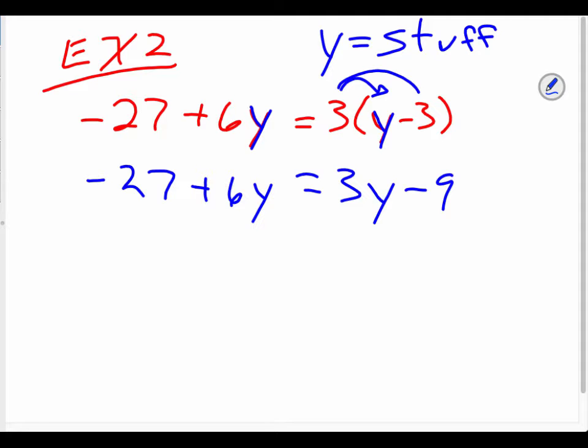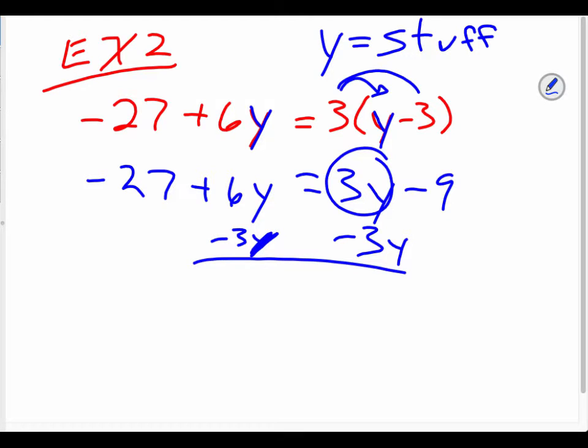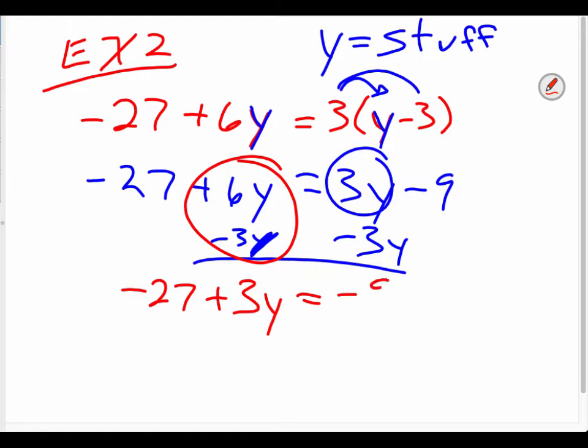Does that make sense? So what I'm going to do is move this whole term, and technically I'm adding 3y to negative 9 on that side of the equal sign, correct? So I'm going to subtract 3y from both sides. Now I can only subtract 3y from the y's because they're like terms. This negative 27 doesn't get touched. But here, if I have 6 y's and I take 3 away, I'm left with 3 y's.